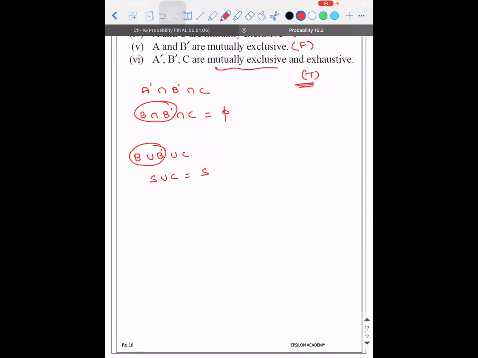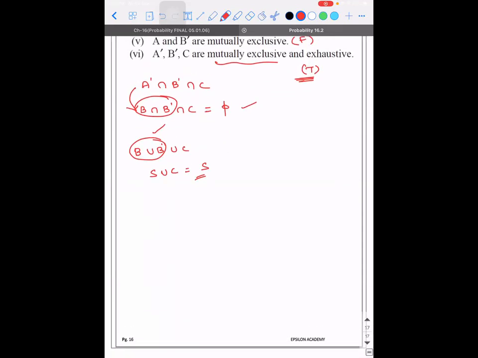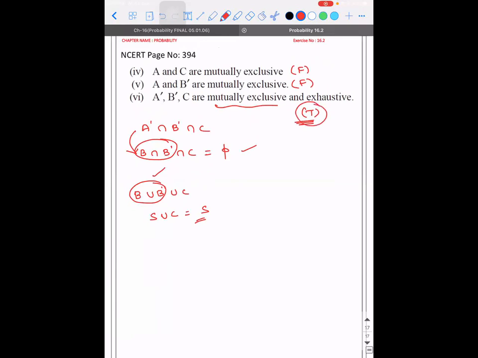Is there anyone having a doubt on this? Since A dash is B, I wrote it as B. The intersection of a set and its complement will be a null set. So intersection of a null set with a given set is a null set. So they are mutually exclusive. Similarly, B union B dash is the sample space. The union of the sample space and any other set will be the sample space. So that is why it is exhaustive as well. I hope you're clear with all these things.